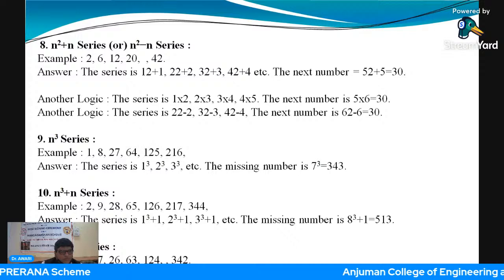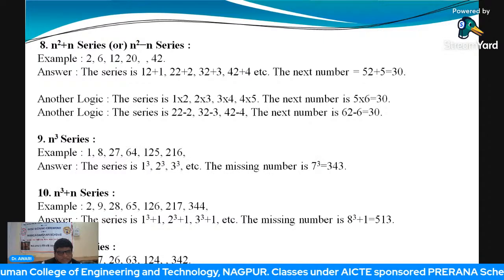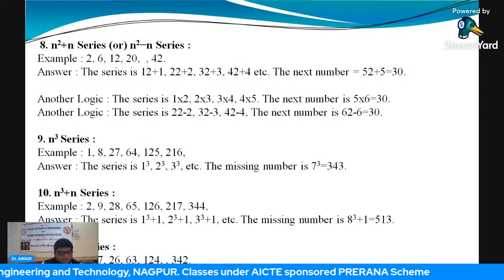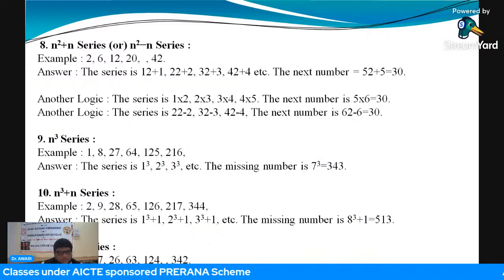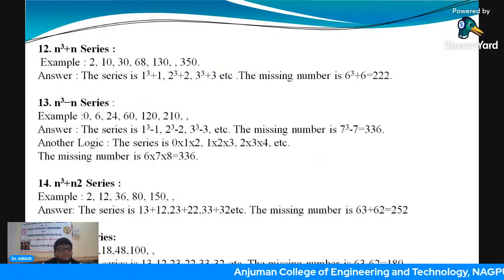Then the n cube minus 1 series, for example 0, 7, 26, 63, 124, and 342. The series is 1 cube minus 1, 2 cube minus 1, 3 cube minus 1. The missing number is 6 cube minus 1, 215.